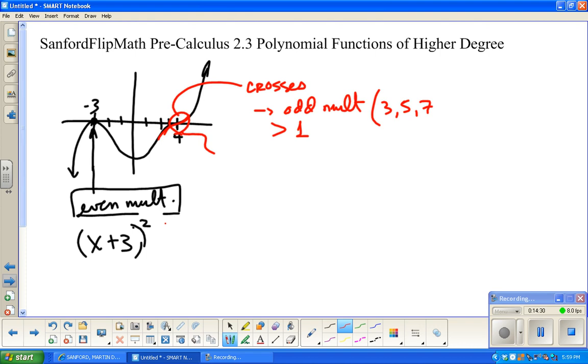So, as I'm writing factors for this, this is probably going to be like x minus 4 to the 3rd. Can't be to the 1st because there's that little inflection there. That's the math word for that. Inflection point. But it had to be odd because it crossed.